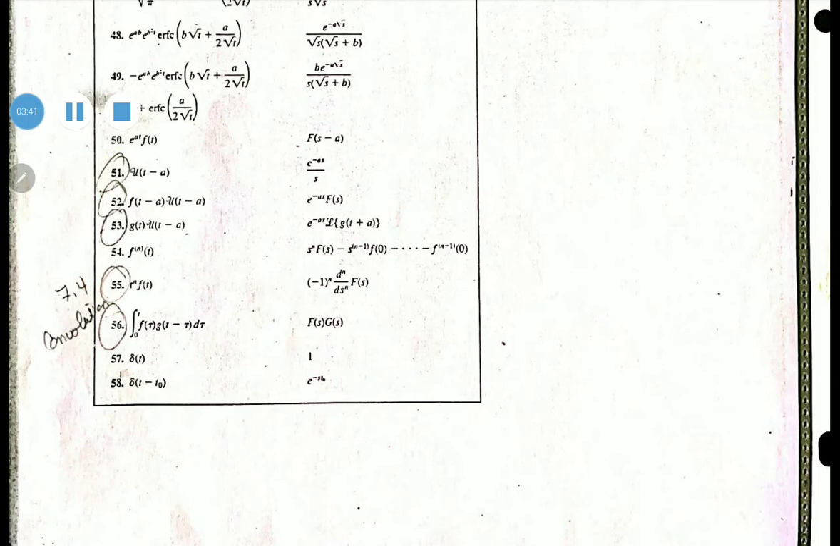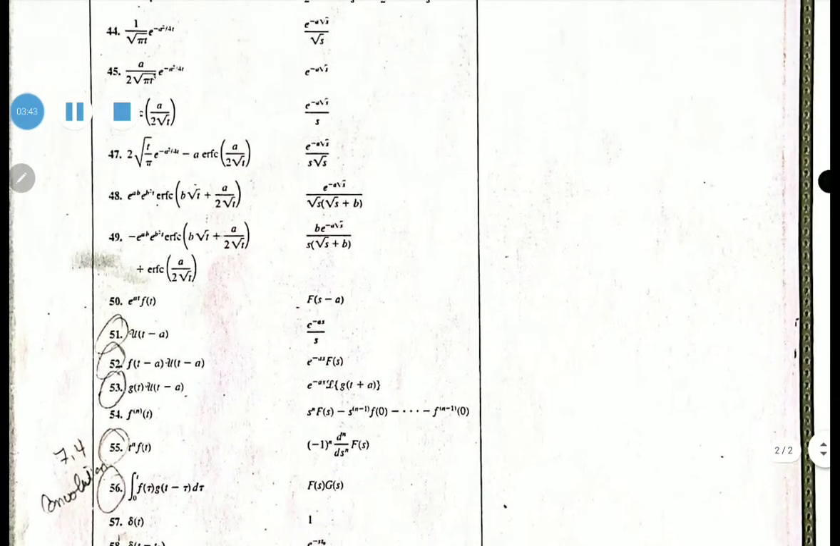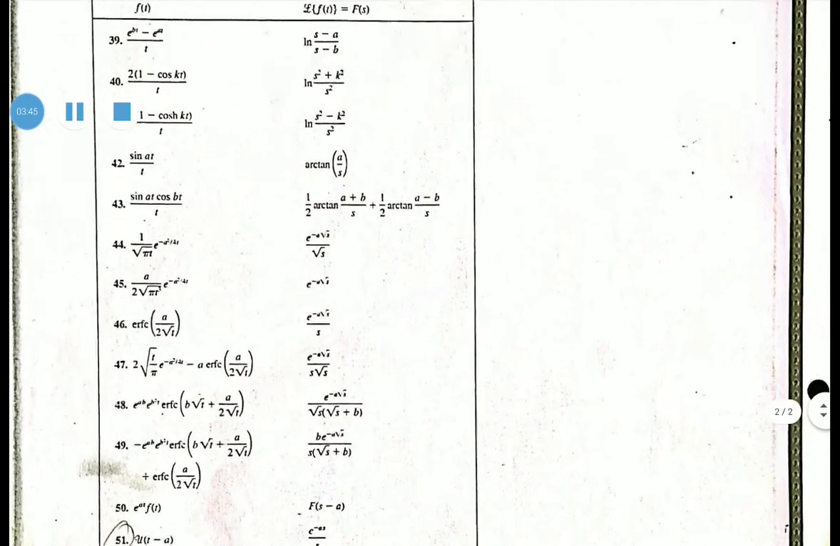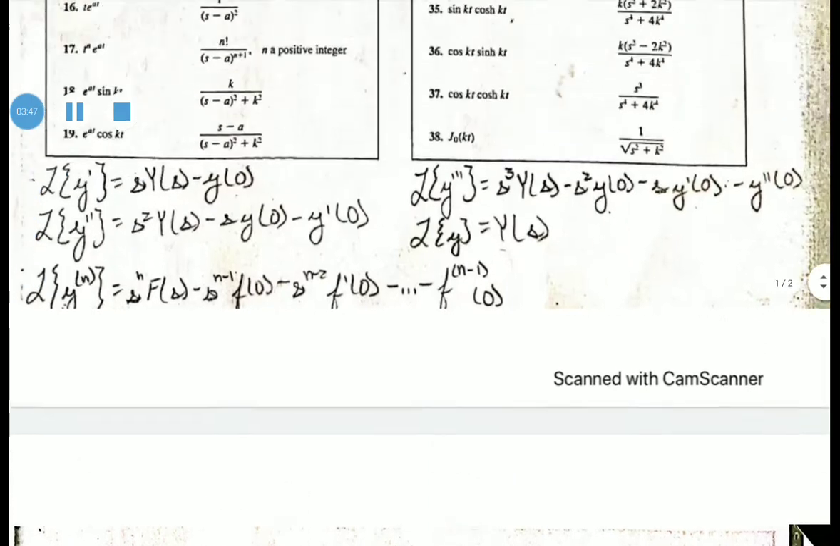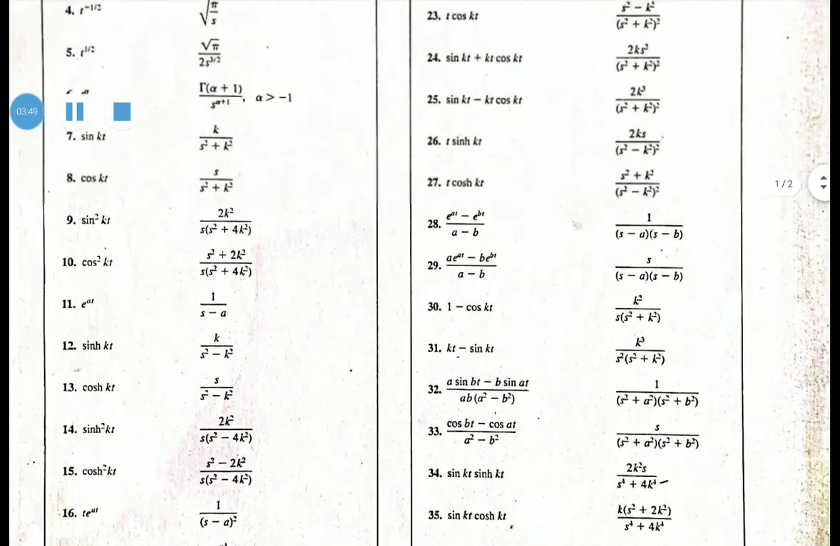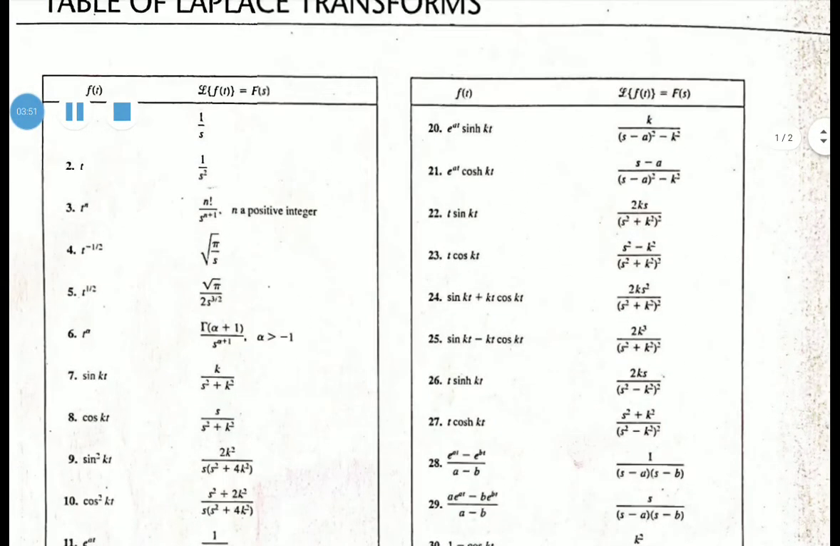Now, some of the ones that are more commonly used are on here. So that t sine of kt is actually on this page, number 22. So you can see where it's coming from. It's just coming from theorem 7.4.1. Or using that line 55, which is that theorem.